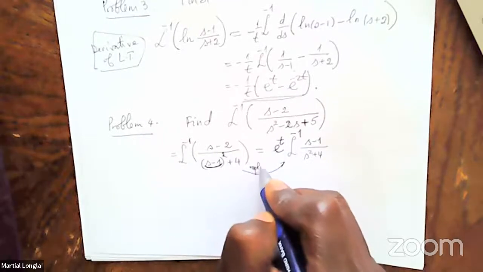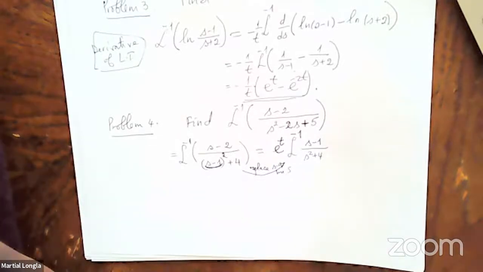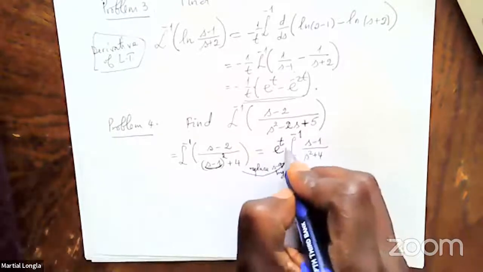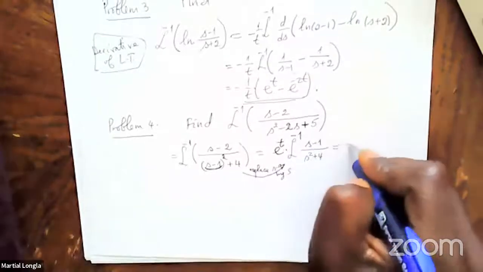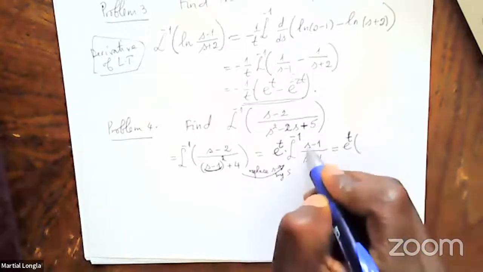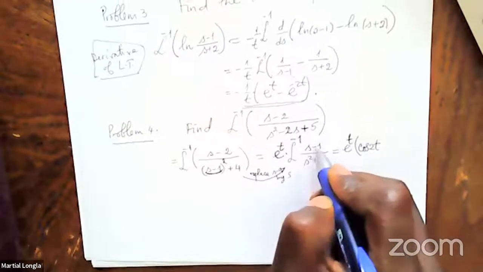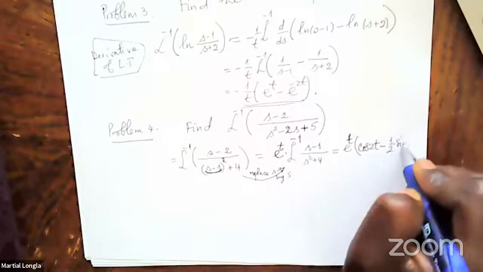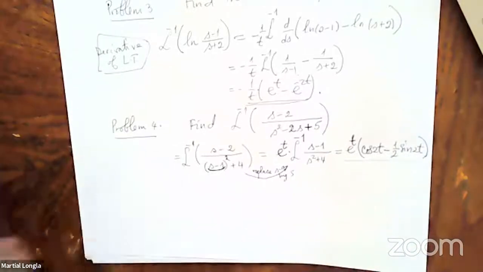Replace s minus a by s. Then you multiply by e to the at. And now that is e to the t times, s over this is cosine 2t, and minus 1 over that is minus 1/2 sine of 2t. That's it.